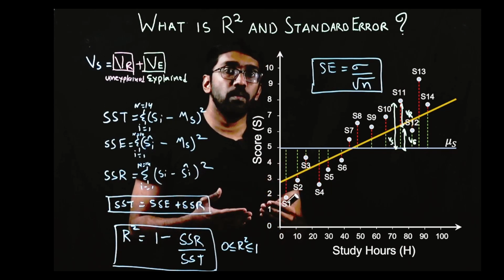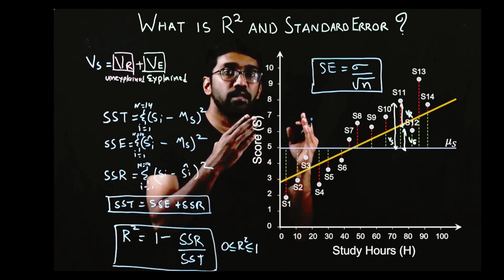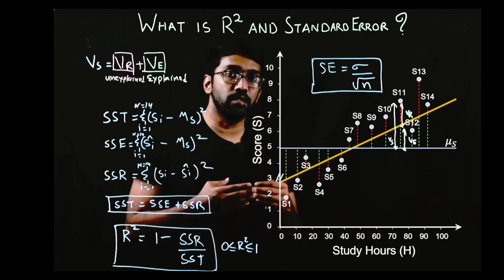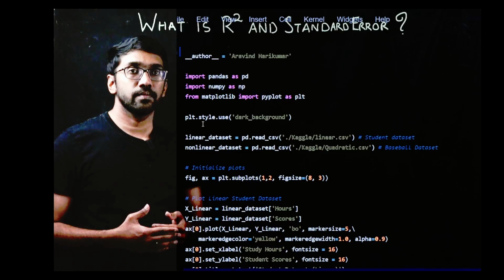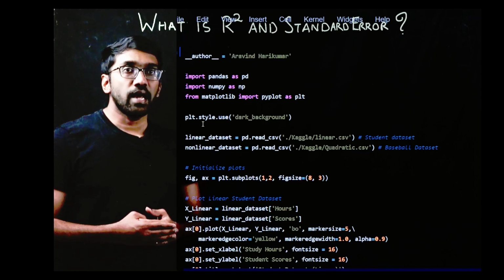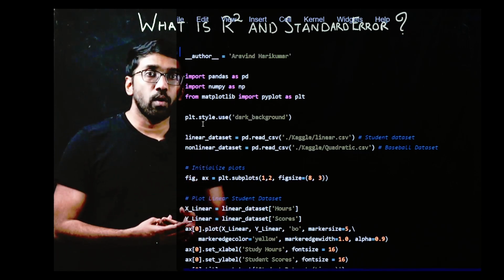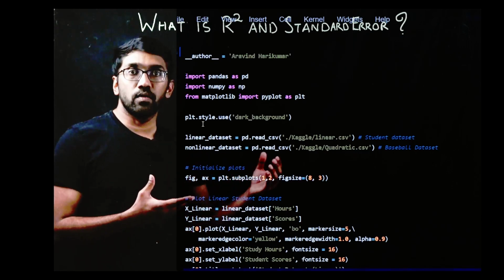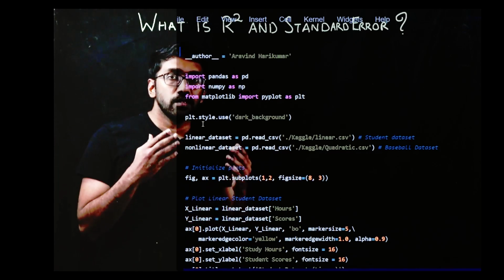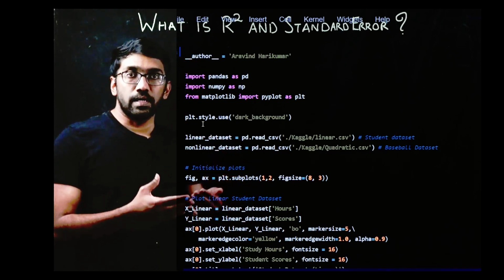So let us try to implement the R-square and standard error in Python, and let us see how it works with evaluating real life models. So here is a Python implementation where I have used R-square and standard error for quantifying the performance of a linear and nonlinear model fitting obtained using ordinary least square fit. So let us try to go through the code and understand what it is.